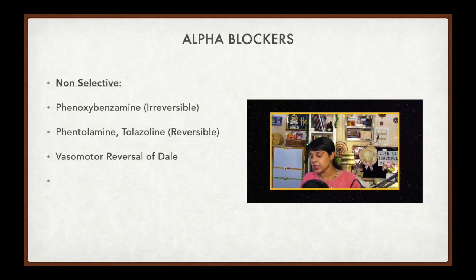In that we have the non-selective blockers: phenoxybenzamine, which is an irreversible antagonist, and phentolamine and tolazoline, which are the reversible antagonists of alpha-1 and alpha-2 receptors. The basic characteristic feature is vasodilatation, and they also cause postural hypotension. Postural hypotension is due to the blockade of the vasoconstrictor alpha-1 receptors.